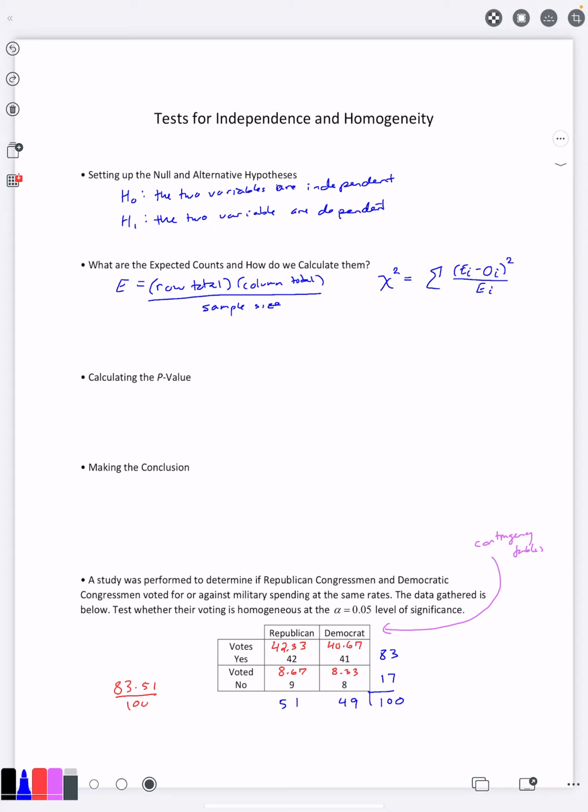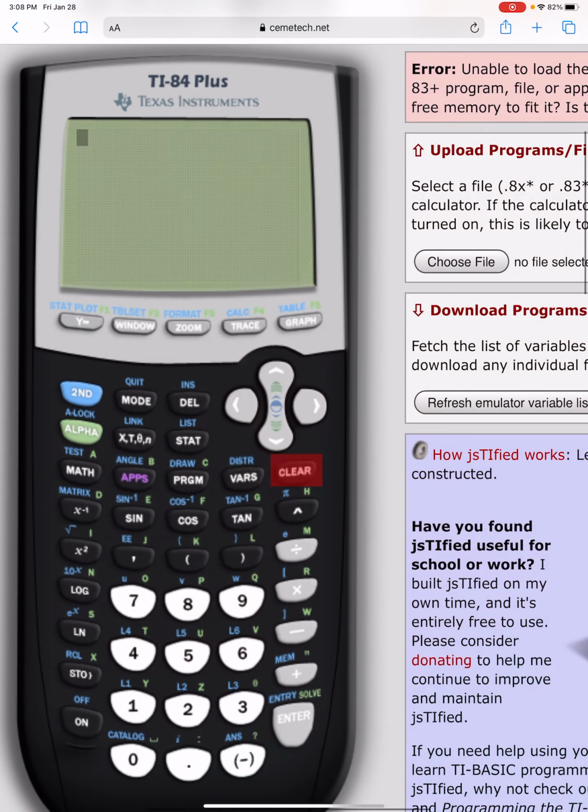So we have the expected counts, which are a little harder to remember: 42.33, 40.67, 8.67, 8.33. And then we have the observed: 42, 41, 9, and 8. So let's go over here.